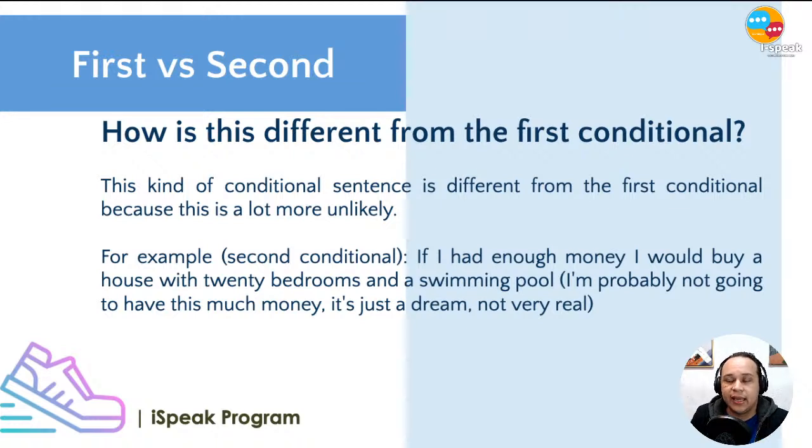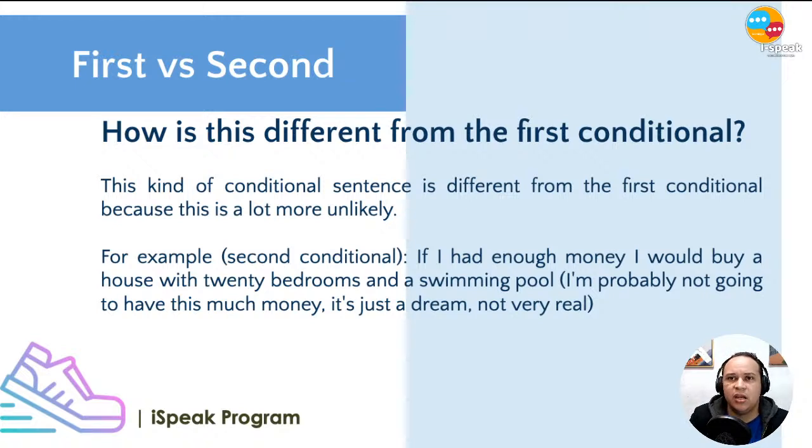For example, the second conditional: if I had enough money, I would buy a house with 20 bedrooms and a swimming pool. Believe me, if I had enough money, I could buy a new house, right? But I wouldn't buy it with 20 bedrooms. I might buy it with, I don't know, maybe 6 bedrooms, I think.